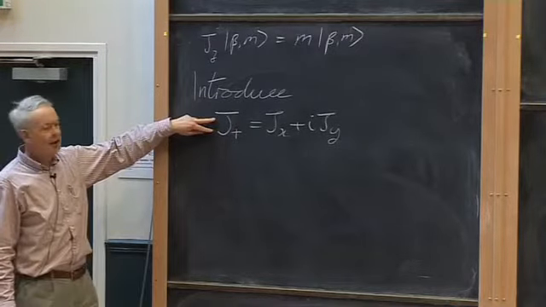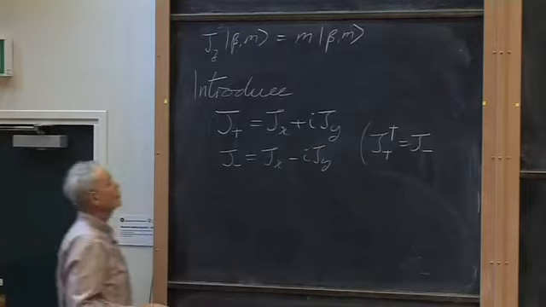And correspondingly, needless to say, we have J minus, which is equal to Jx minus I Jy. And we also have that J plus dagger is equal to J minus, all right? So this thing here is the Hermitian adjoint of that thing there, because if you take the dagger of this equation, this goes into this because it's an observable, that goes to minus I, and this goes into this. So these are tools of the trade.